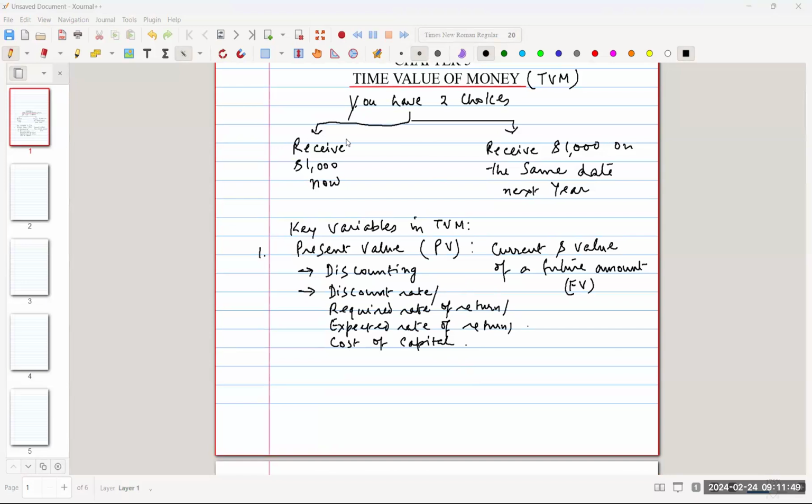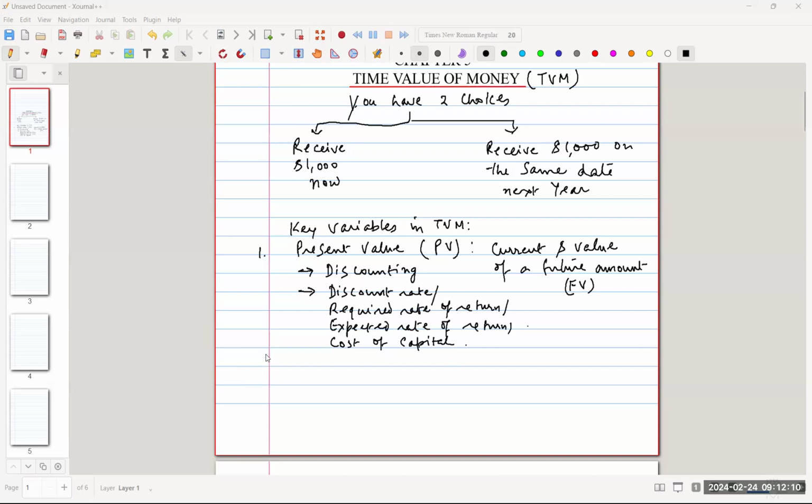The first item that we've listed is the present value, which will simply mean the current dollar value of a future amount. And computation of the present value will require us to do some discounting, for which purpose we will need a discount rate. And the discount rate is known by its alternative names as well.